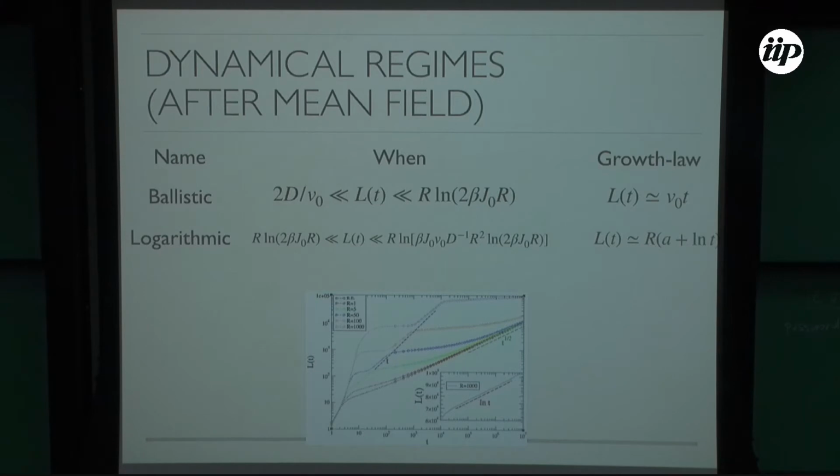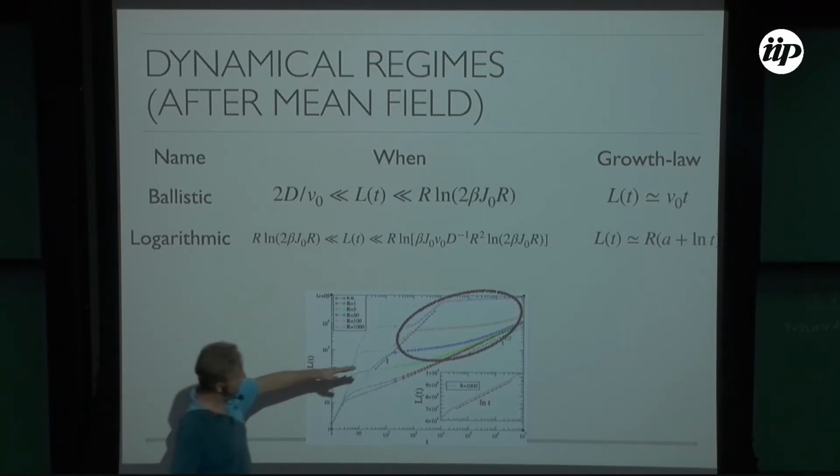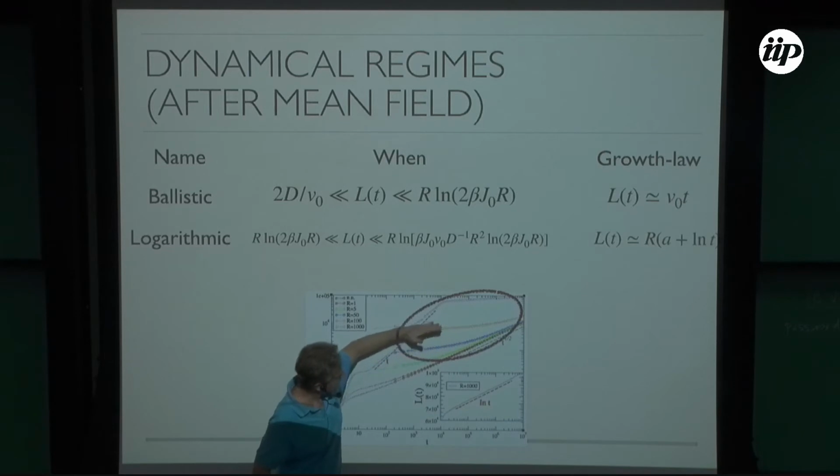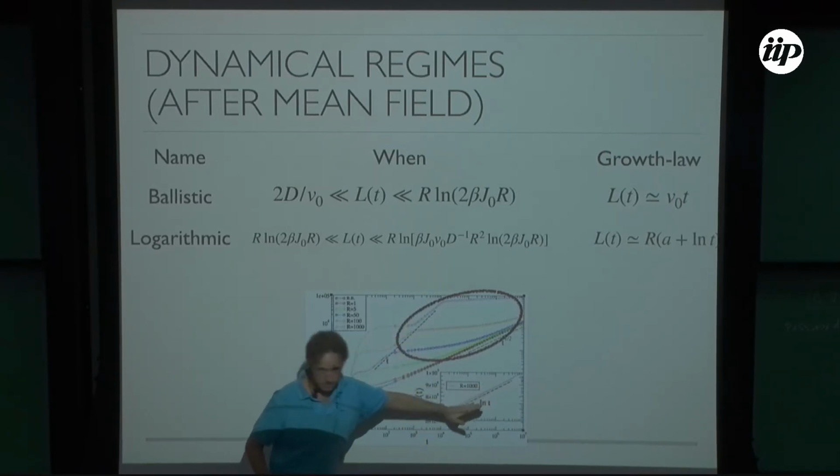Okay. Then this is followed by another regime, which is logarithmically slow, meaning that the typical size of domains grows like some log of t. And this is what you see here. In this part of the curves, you see this very slow logarithmic behavior, and if you put in the appropriate scales, you can really check that it is a logarithm.